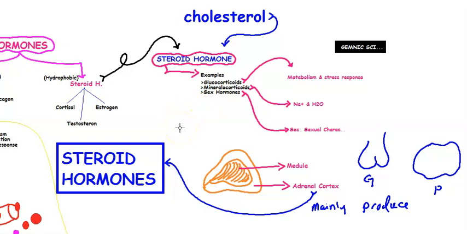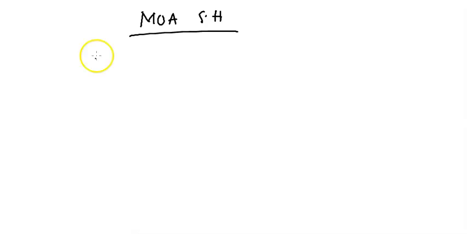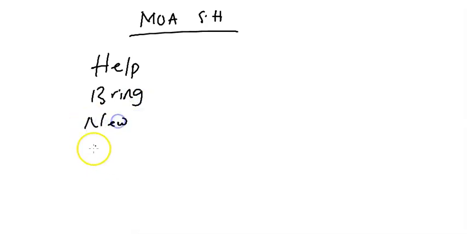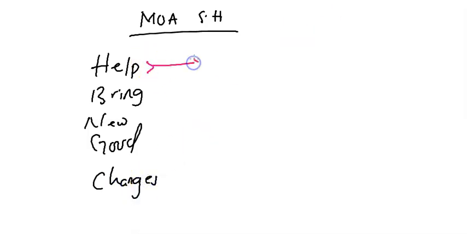To make the mechanism of action, or MOA, of the steroid hormones ridiculously easy, we can first of all use this mnemonic: HELP BRING NEW GOOD CHANGES. These are the steps that the steroid hormones follow.